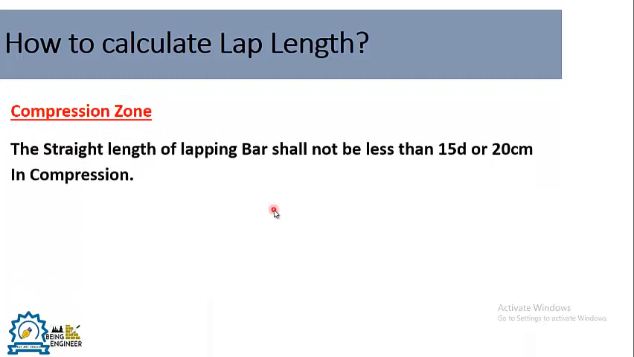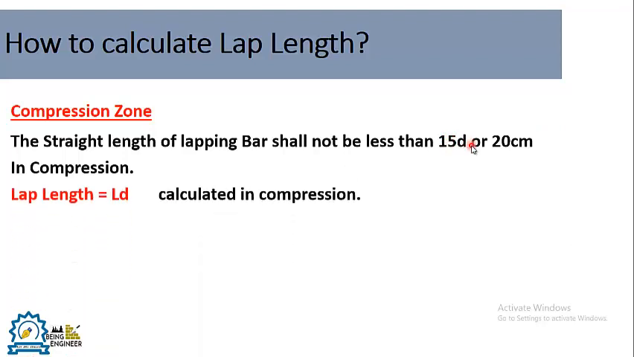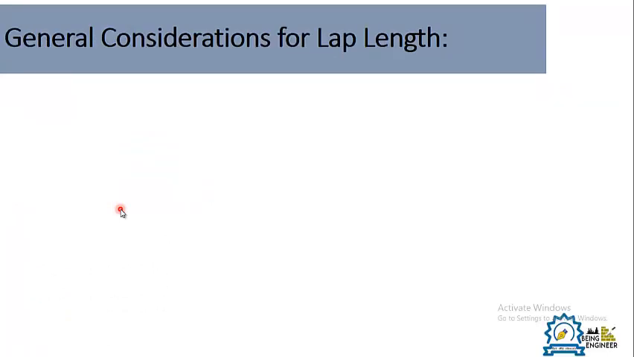For the compression zone, the straight length of the lapping bar shall not be less than 15 times the diameter of the bar or 20 cm in compression. The lap length in the compression zone is Ld, calculated in compression. It should never be less than 24 times the diameter of the bar. Now these are a few important points to be kept in mind while dealing with overlapping. These are quite helpful.